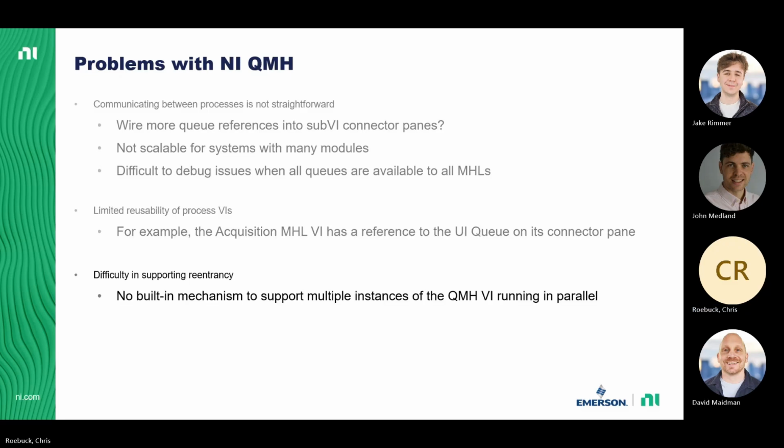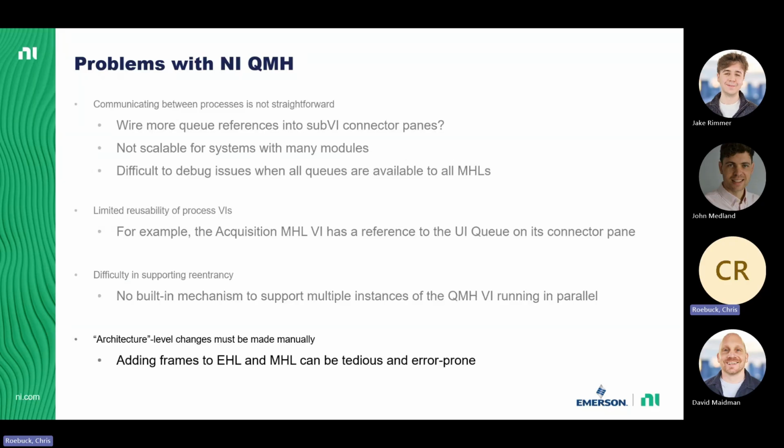So, no built-in mechanism to support multiple instances. What happens in the situation where we want to add a second camera or a second power supply? Now I've got to create a copy of my queued message handler to talk to each power supply, because there's no built-in mechanism to cope with re-entrancy and to handle multiple instances of my QMH.